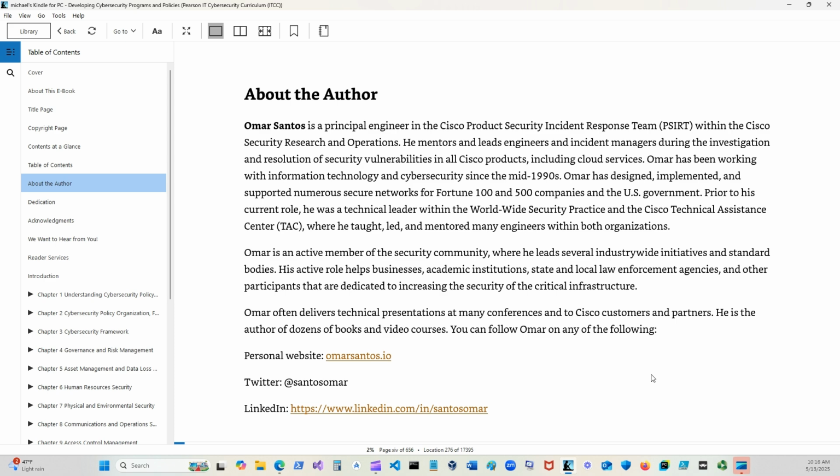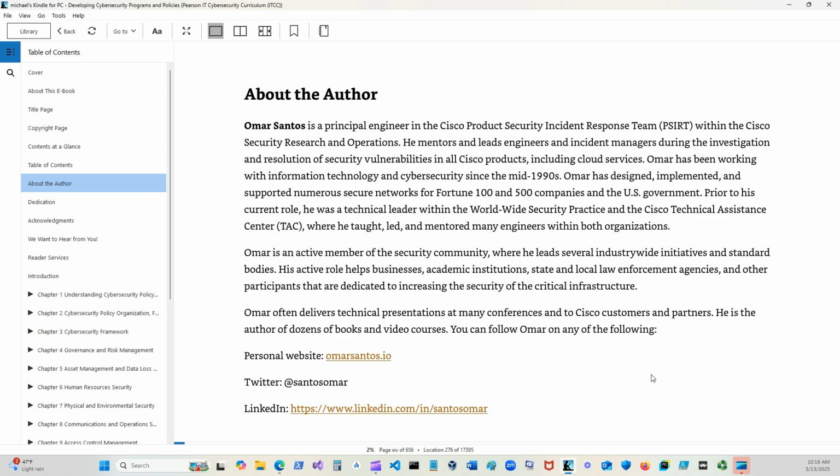He mentors and leads engineers and incident managers during the investigation and resolution of security vulnerabilities in all Cisco products, including cloud services. Omar has been working with information technology and cybersecurity. You notice how they put those two separate? I love that. There is a difference, okay? Since the mid 1990s, Omar has designed, implemented, and supported numerous secure networks for Fortune 100 and 500 companies and the U.S. government. Okay, so he's worked for different entities, right? Government, private, all that stuff.